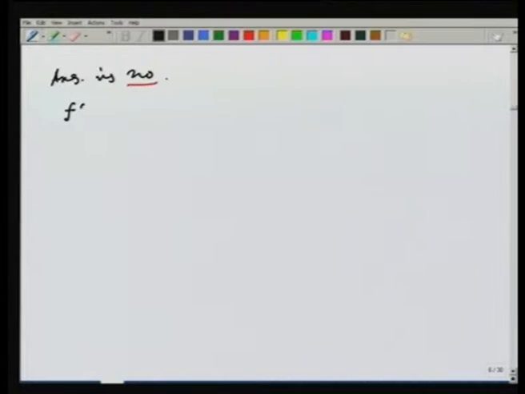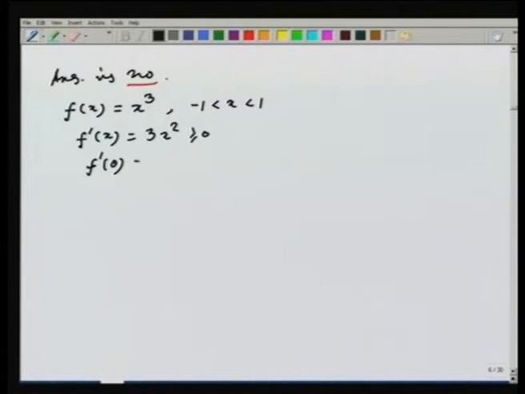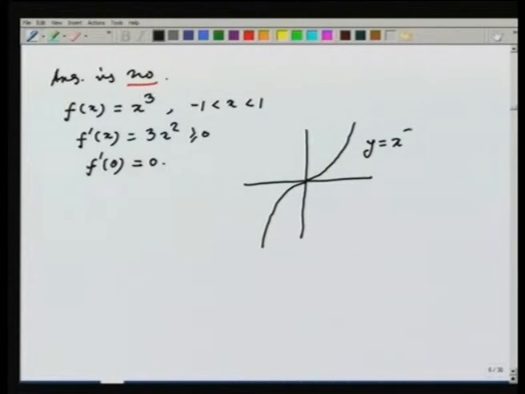We look at the function f x equals x cube, where minus 1 less than x less than 1. Then I look at the derivative f prime x, that is 3 x square, it is bigger than or equal to 0. Actually f prime at 0 is 0. But what is the function? If I try to draw the graph of the function, it looks exactly like this. We will see after a few moments how I draw the curve of this, but just assume for the time being that this is the curve of y equals x cube, which can be shown.